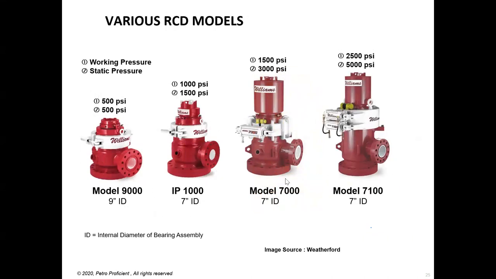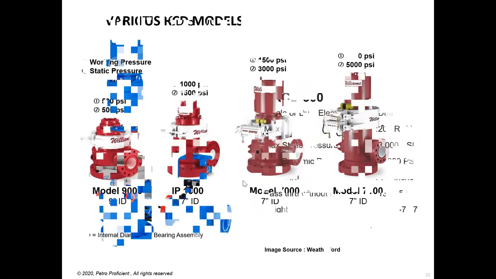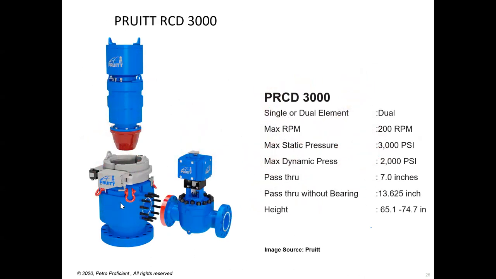These are some of the models that Weatherford has for different pressure ratings. This is another company called Pruitt. They also make RCDs. They are very well known. And as you can see here, there are some specifications. There is a pressure rating. There is a maximum pressure rating. For example, when you are doing managed pressure drilling operations, you will have these things to take into account. All these parameters are very important.